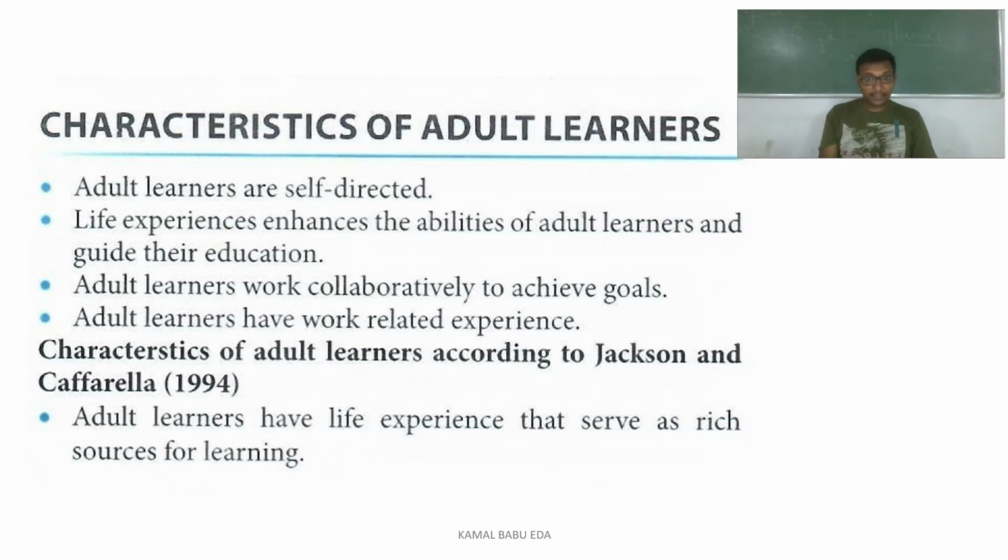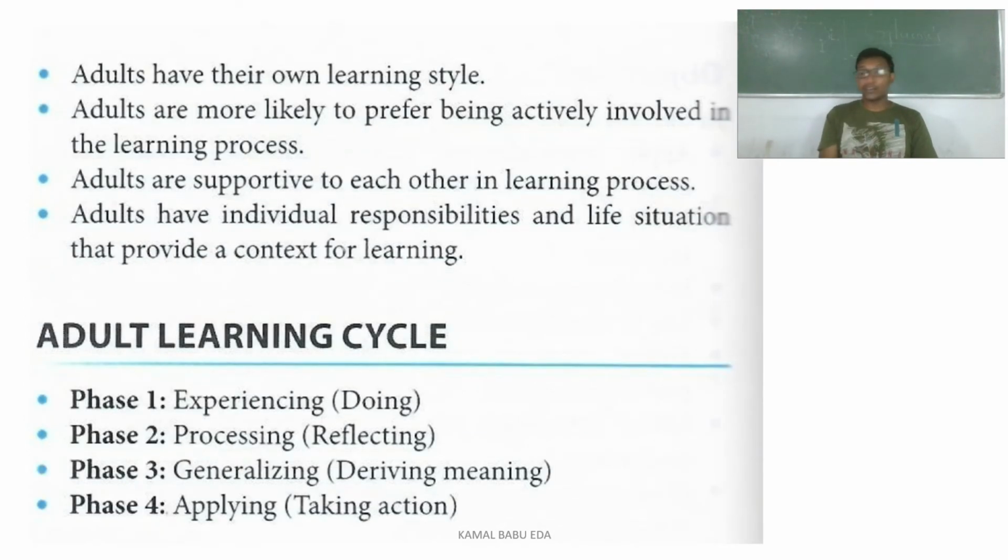The characteristics of adult learners according to Jackson and Caffarella, 1994. These are some of the points given by them. Adult learners have life experience that serves as a rich source of learning. Adults have their own learning style. As we are discussing, adults prefer being actively involved in the learning process. Adults are supportive to each other, that is, collaborative. Adults have individual responsibilities and life situations that provide context for learning.